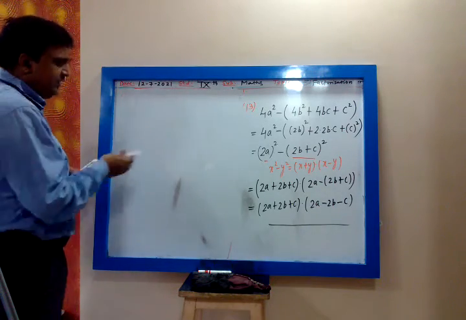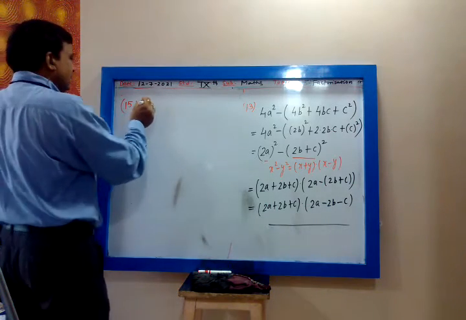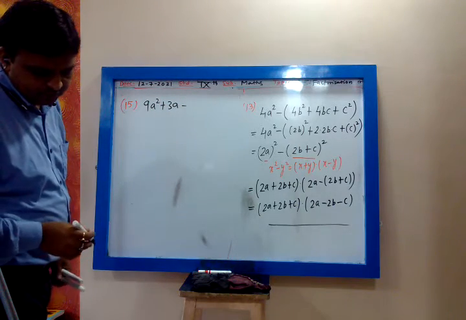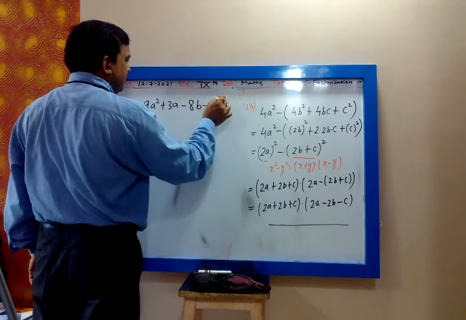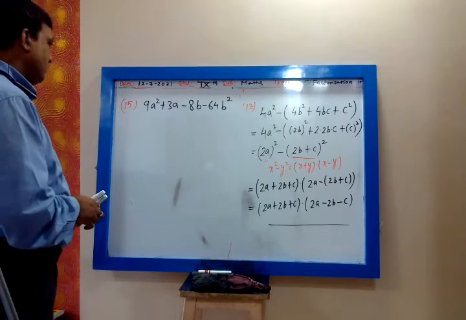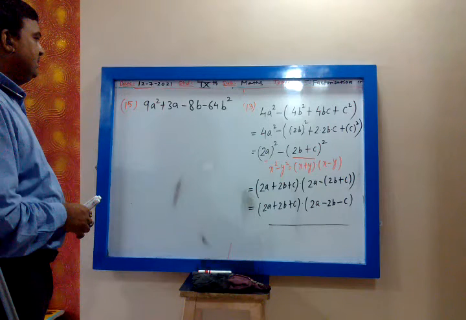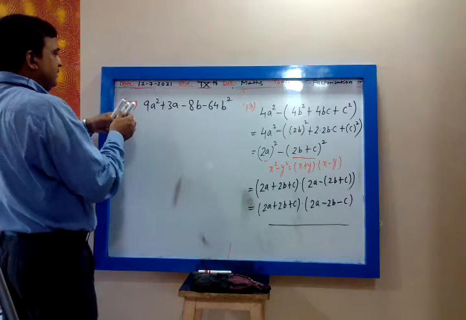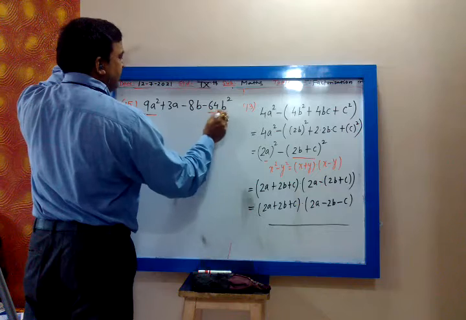Then 15th: 9a square plus 3a minus 8b minus 64b square. Okay, see this. We do the grouping. Which square terms are together? 9a square and 64b square.